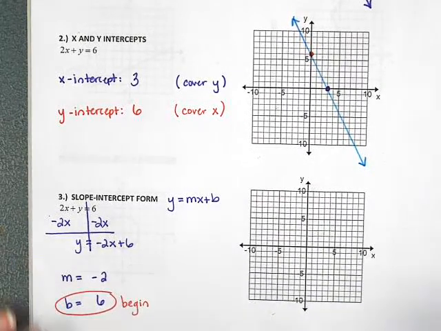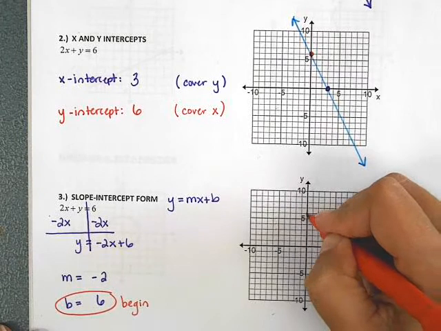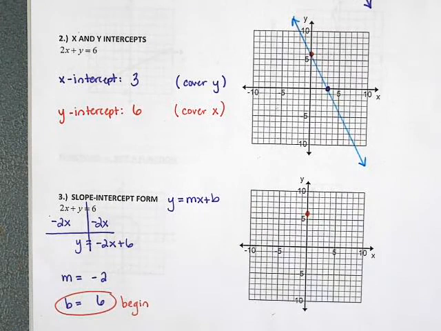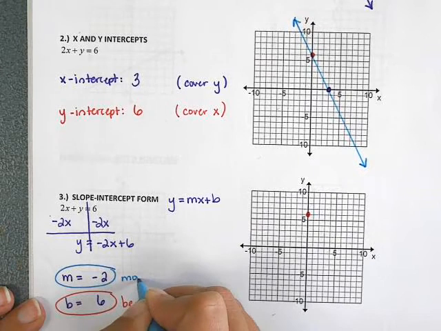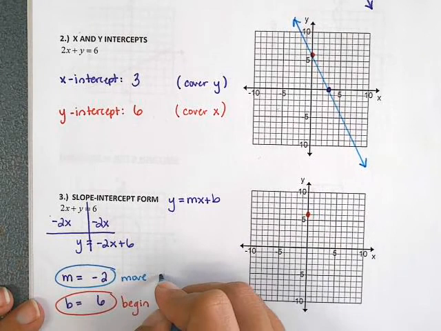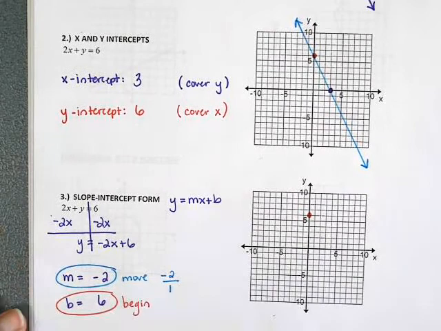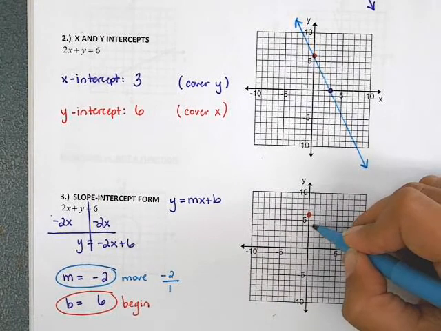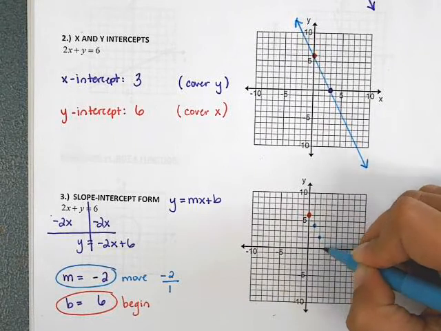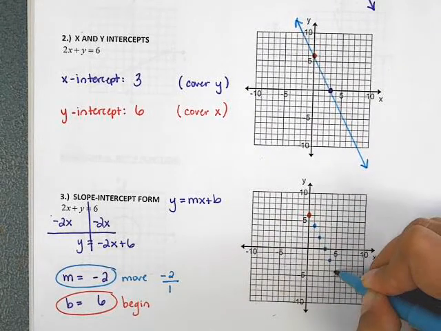We're going to begin at the 6 on the y-axis. Then we're going to use the slope to move. So instead of writing negative 2, I'm going to write negative 2 over 1, which means from this red dot, go down 2, right 1, down 2, right 1, down 2, right 1.